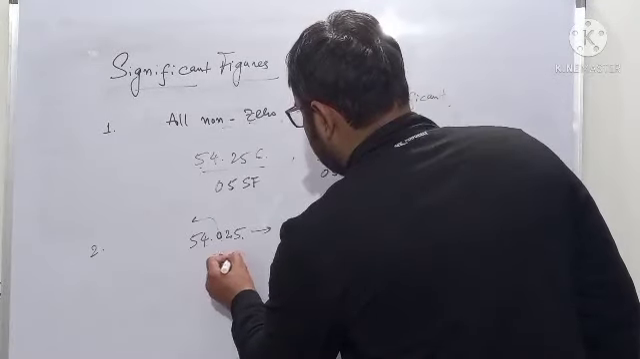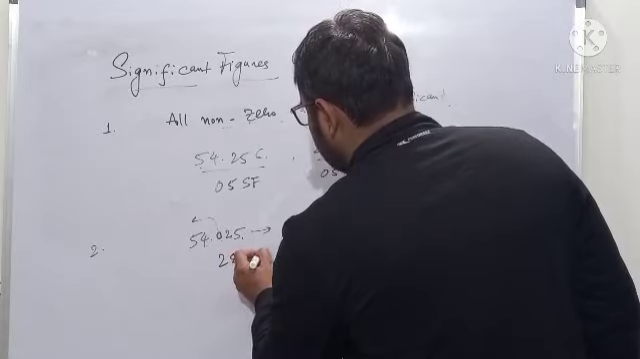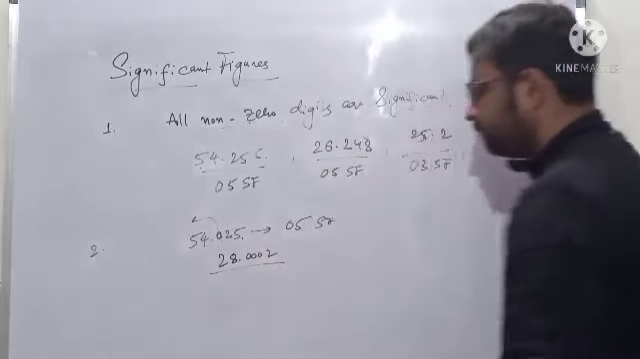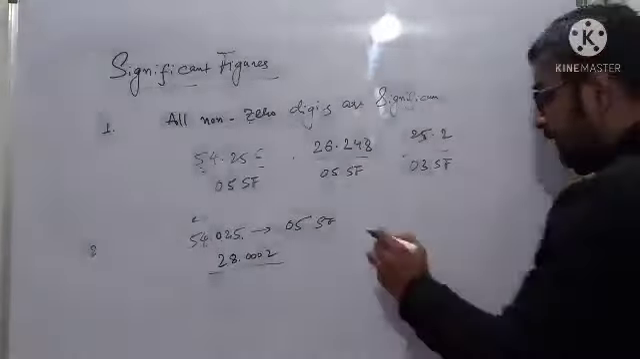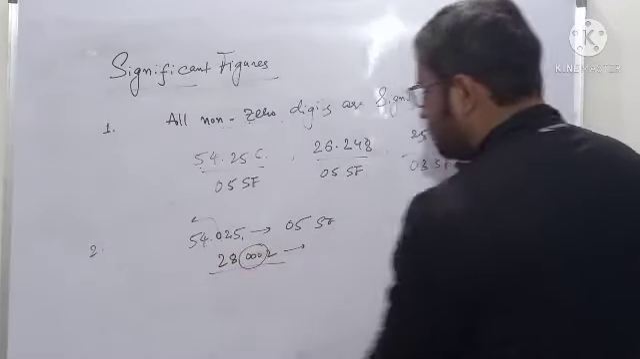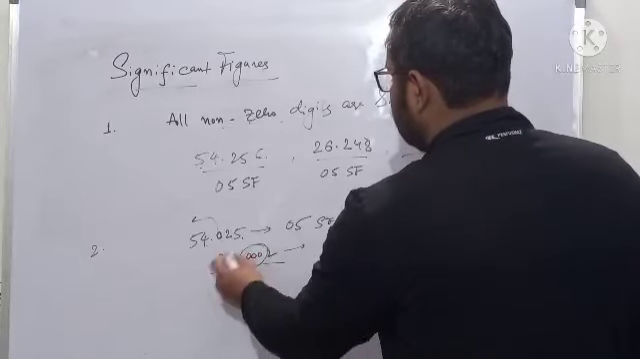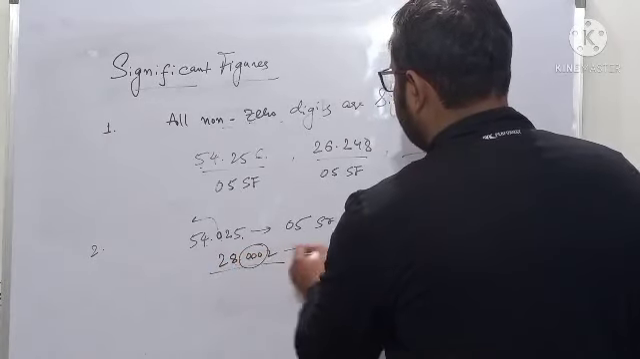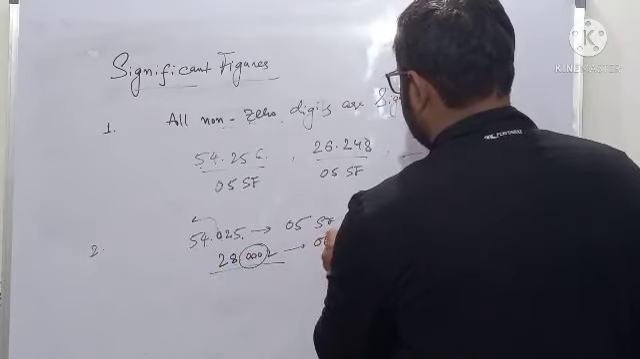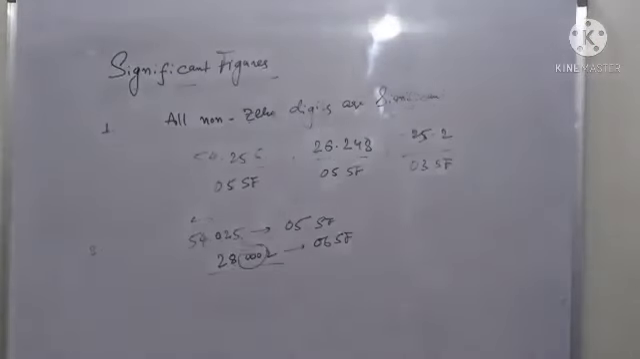Suppose it is 28.00002. In this condition, all these 3 zeros are significant. So the total number of significant figures in this number will be 1, 2, 3, 4, 5 and 6. 6 significant figures. Right?